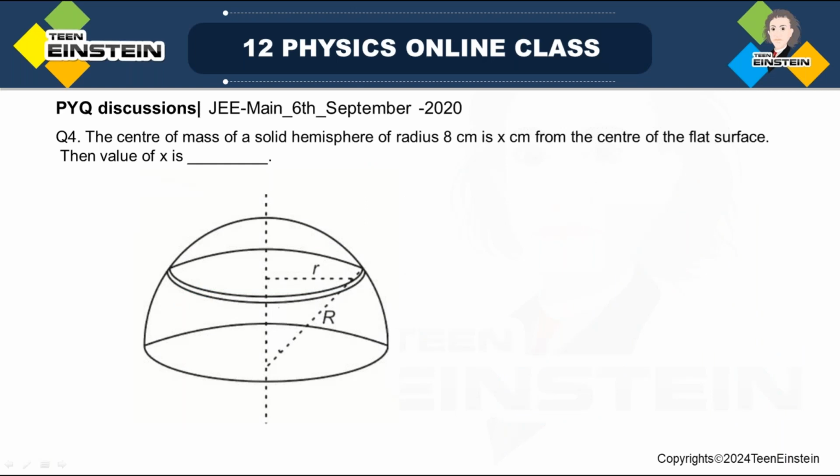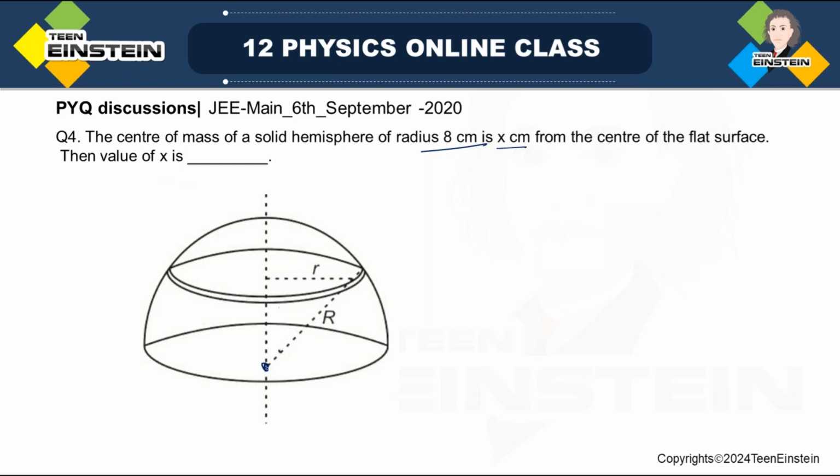So this is very, very important and also a medium type question. This is not very hard, not very easy also. So what is this question? The question is that the center of mass of a solid hemisphere of radius r equal to 8 centimeter is x cm. So the coordinate of the center of mass for a hemisphere is given as x centimeter from the center of the flat surface. So this is the flat surface, you can see that.